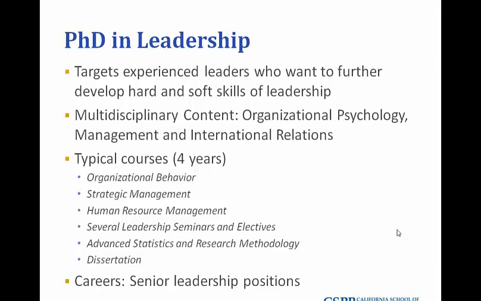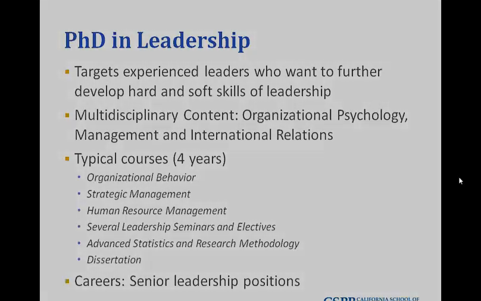So the PhD in Leadership tends to have a multidisciplinary set of courses. It features courses in IO psychology, but also courses in management, international relations, etc. A PhD in Leadership is usually a 4-year degree program, which features the courses I mentioned here, such as OB, strategic management, HR management, various types of leadership seminars and electives, and some methodological courses. A dissertation is required as well. Currently, the PhD in Leadership is offered at our San Diego campus.